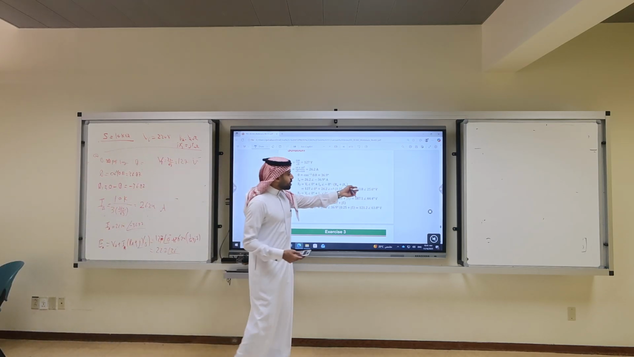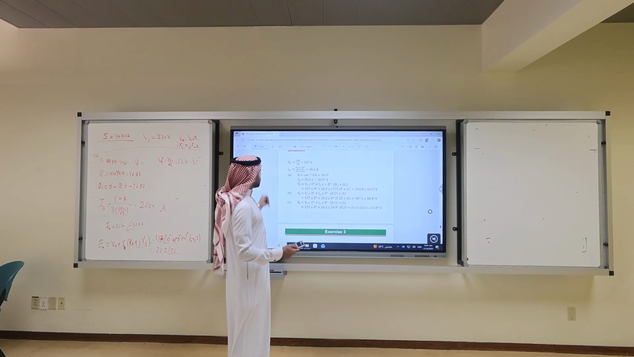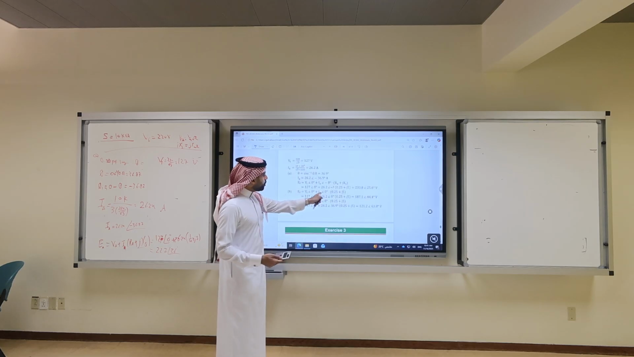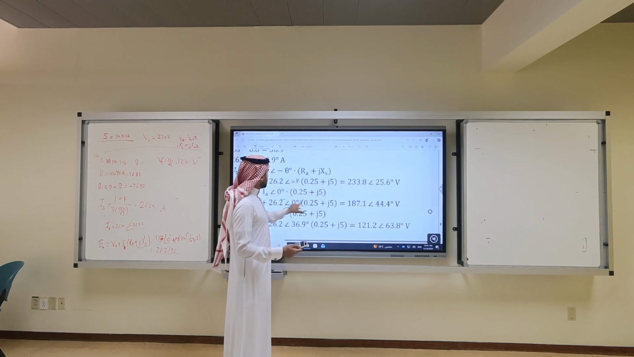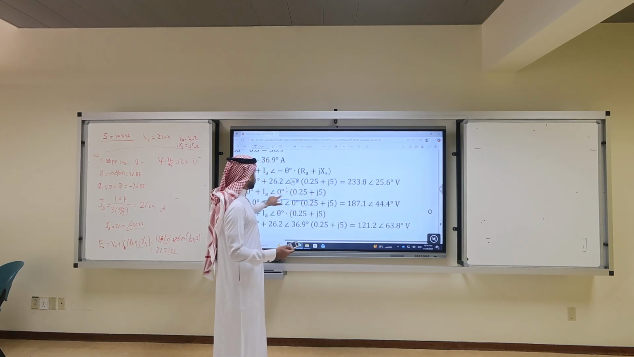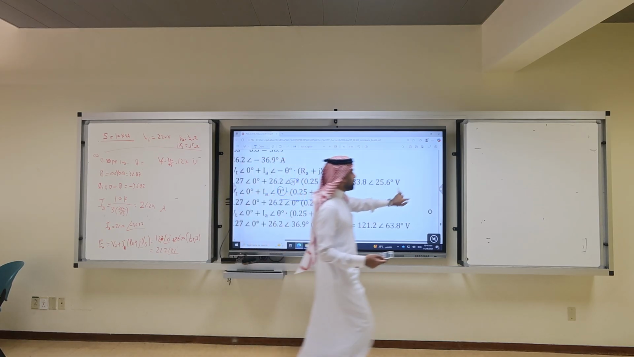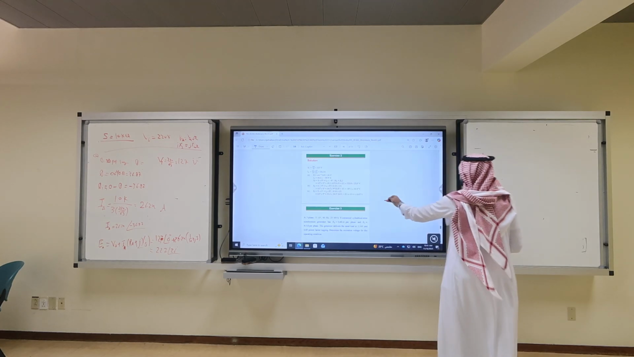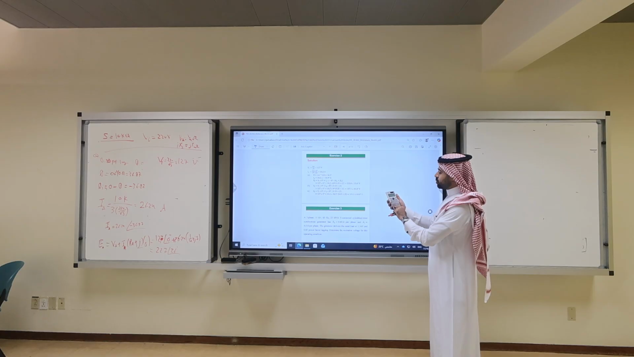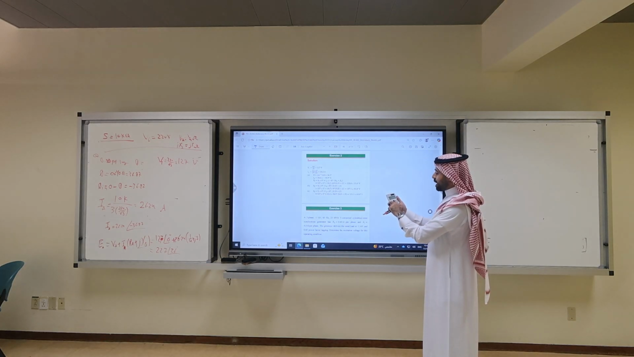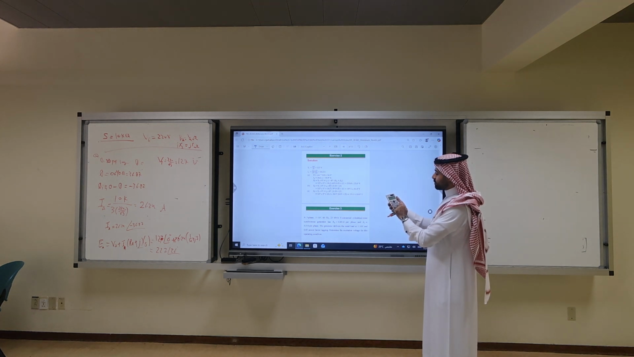Now here, by changing the power factor to unity, you only change an angle from minus 36 to 0. And then you do it. For part B, unity, so you should have 127 plus 26.24 angle 0 times 0.25 plus 5 times J.